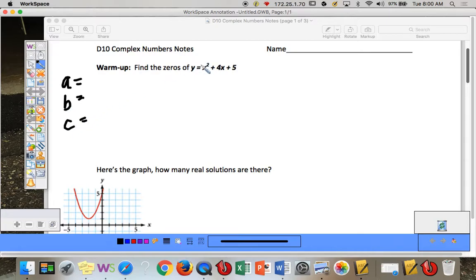A is the number next to the x squared, which is 1. B is the number next to the x, which is 4. And c is the number by itself, which is 5.